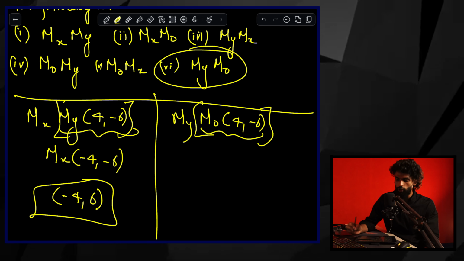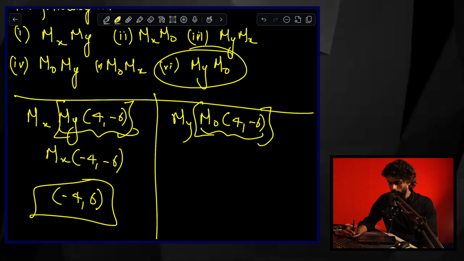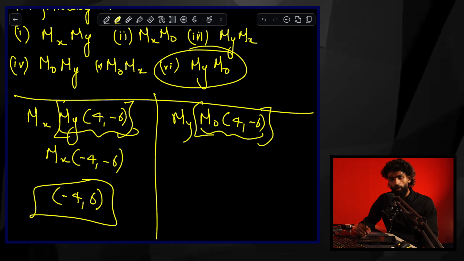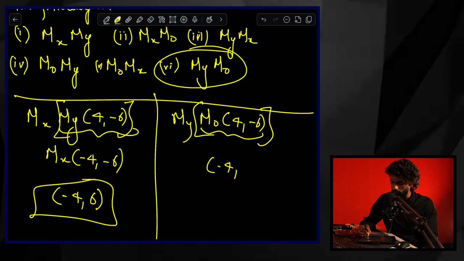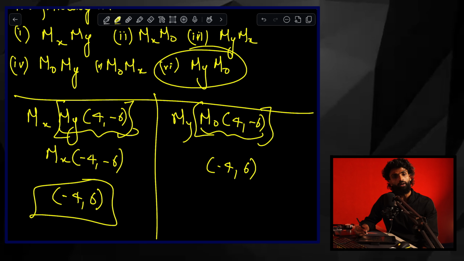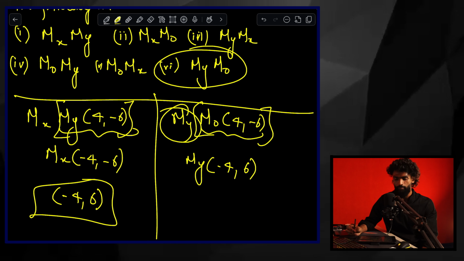I'll first focus on solving the inside of the bracket, which says mo 4, minus 6. Okay. Now, origin, both of them change. So the plus 4 becomes minus 4. The minus 6 becomes plus 6. Done. But what remained unchanged? The letter outside, which is my. I'll write my here. Done.